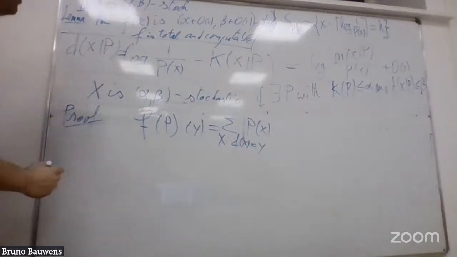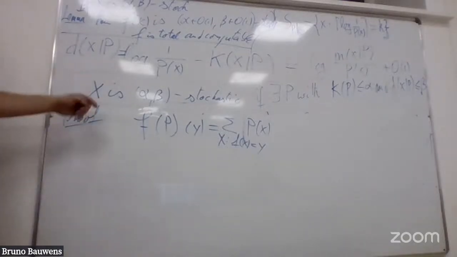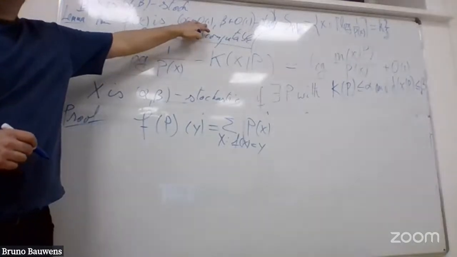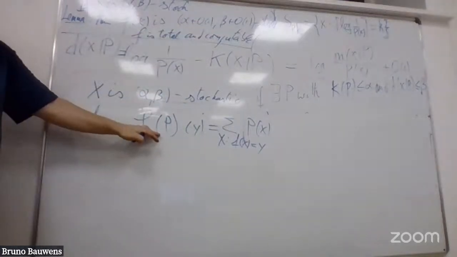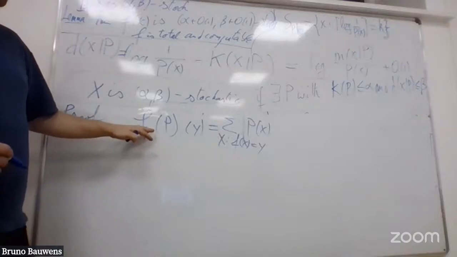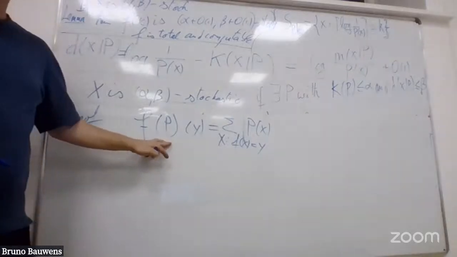So what we have to prove is that, so clearly, the complexity of this statistic can only be smaller. Because if we know p and f, we can compute this new measure.